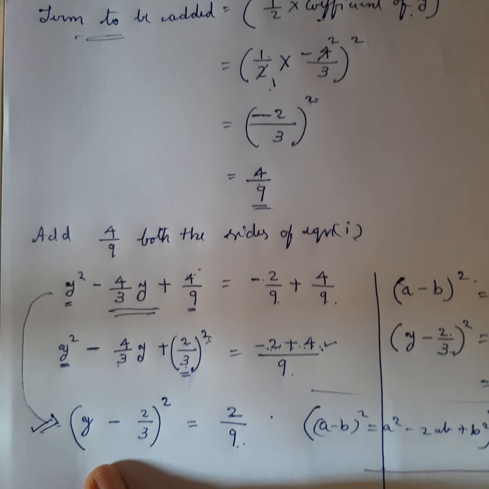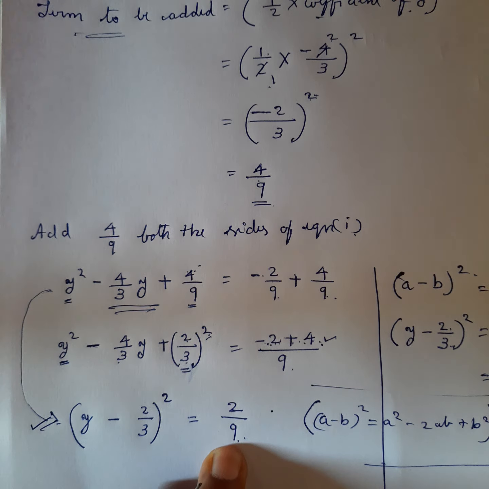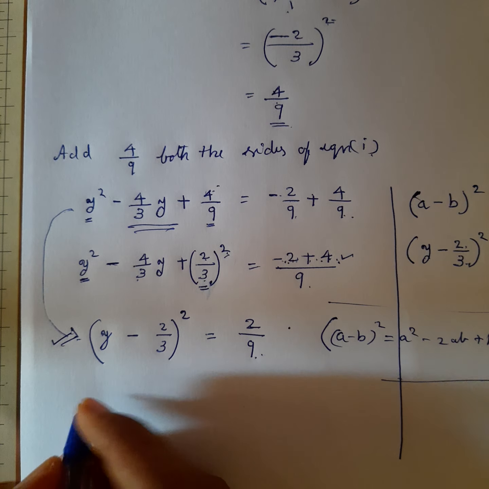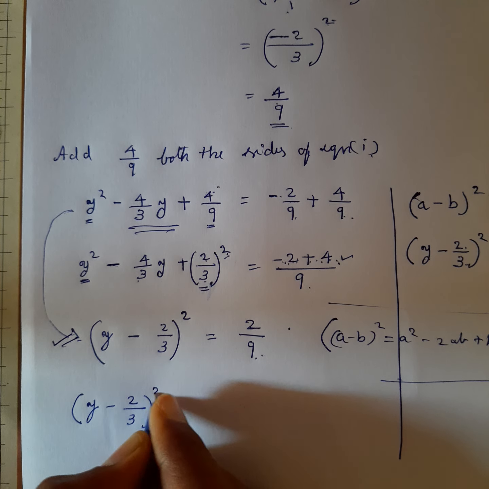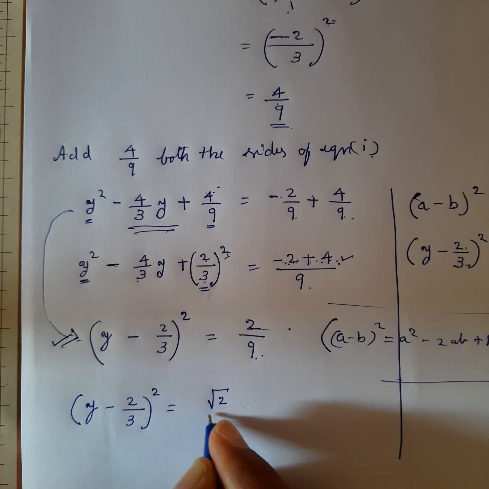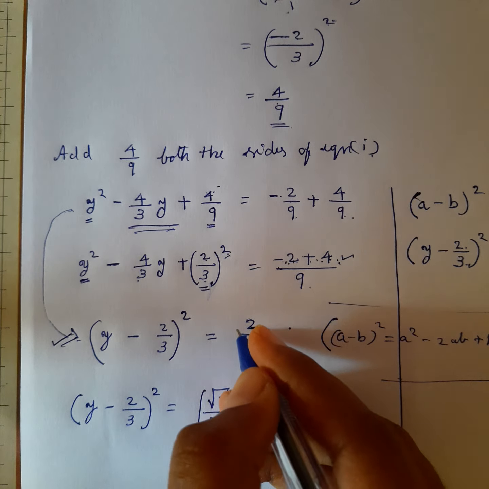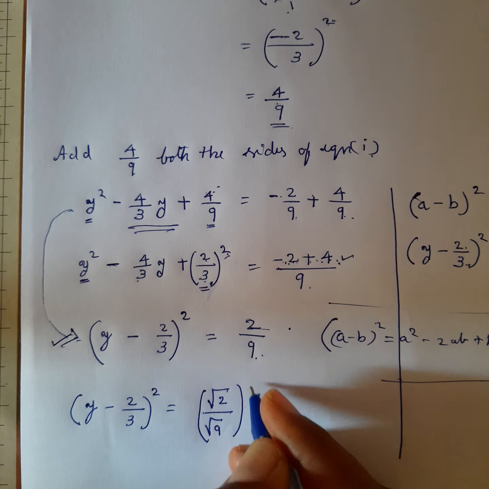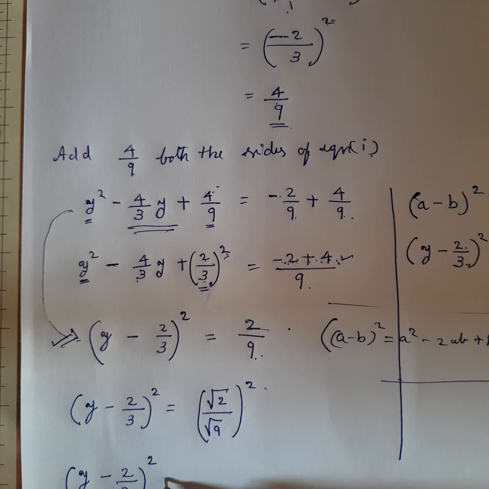So next, after this, in the next step, this is in square form. So this also we have to write in square form. How to write? (y minus 2 by 3) whole square is equal to root 2, so root 2 and root 9. We will put root for both the numbers and square. Next, what happens here? (y minus 2 by 3) whole square is equal to, the same thing we will write.